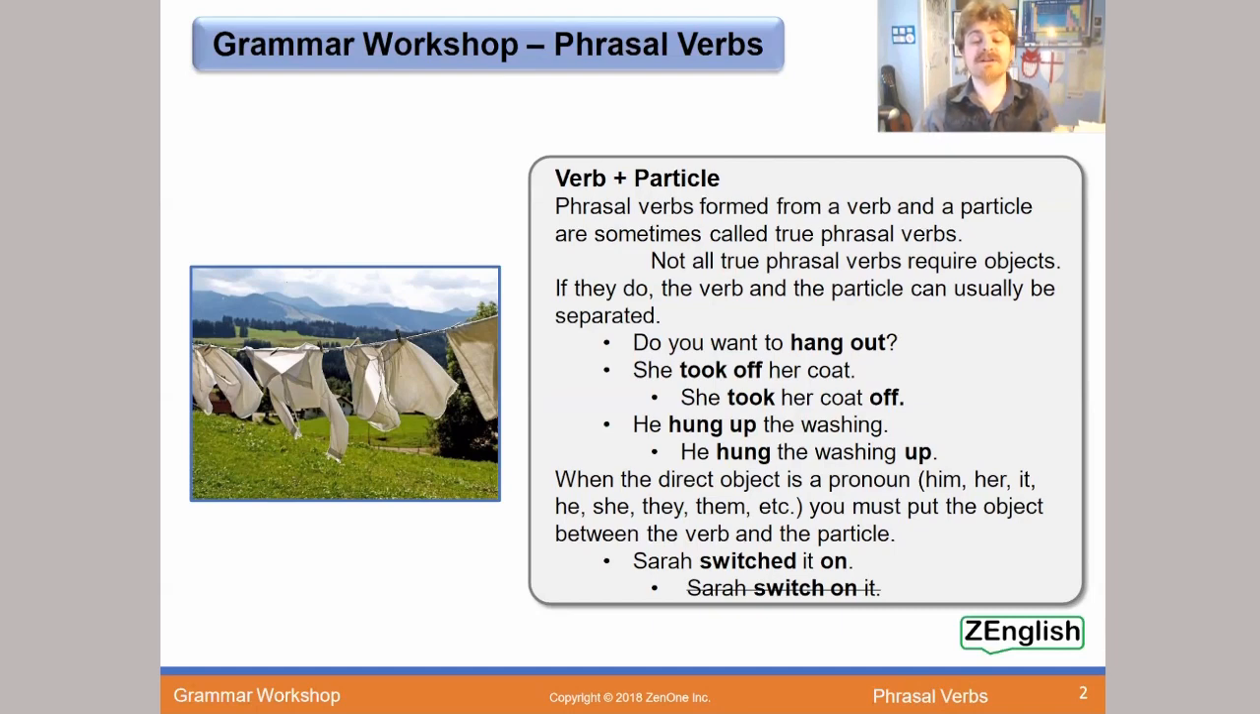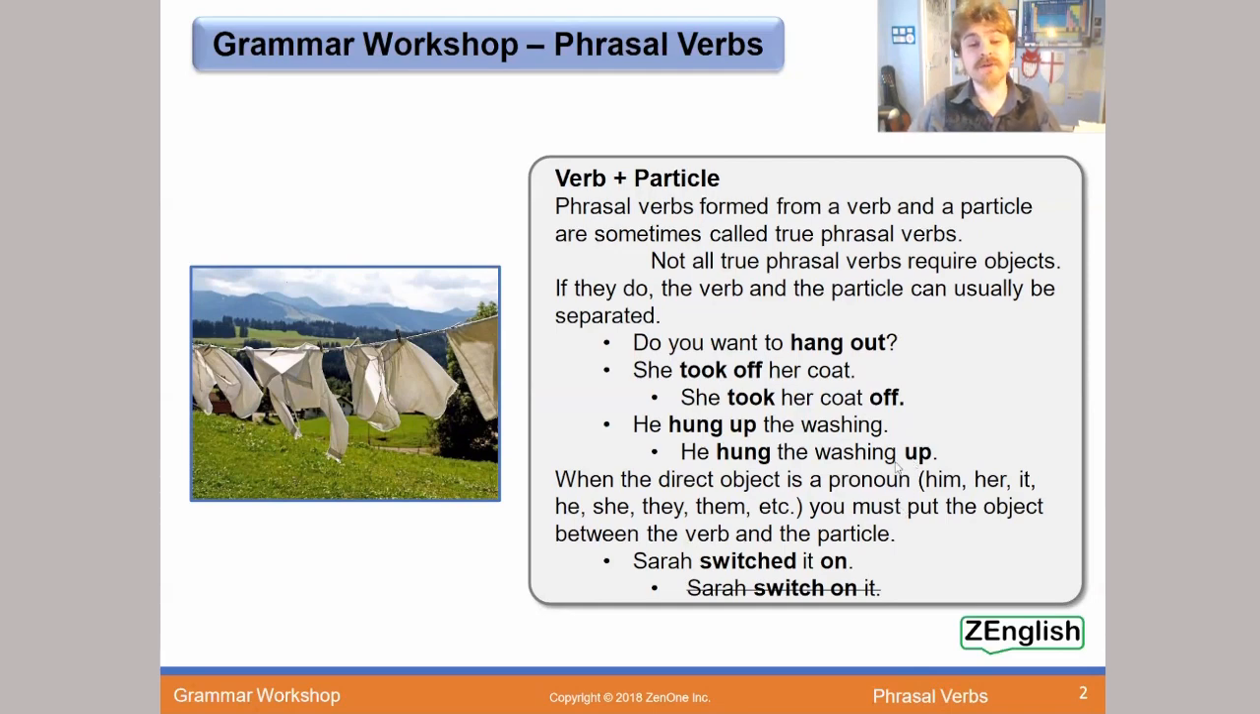So Sarah switched it on. You cannot say Sarah switched on it. The same with these ones earlier. She took it off, not she took off it. And that is the case every time you use one of these pronouns. It must go between the verb and the particle. It must go between the two words in this phrasal verb.